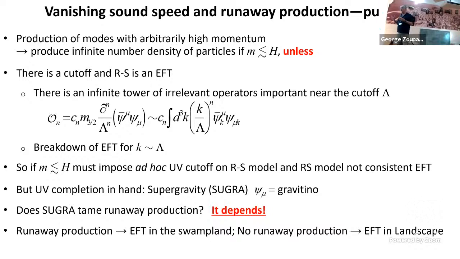But a UV completion of Rarita-Schwinger is in hand, and the most promising UV completion would be supergravity, where the Rarita-Schwinger field is identified with the gravitino. Now, does supergravity tame runaway production? The answer is it depends. The runaway production would mean that the EFT is in the swampland. No runaway production, you would say the EFT is in the landscape.